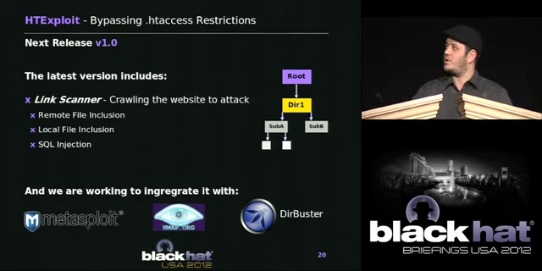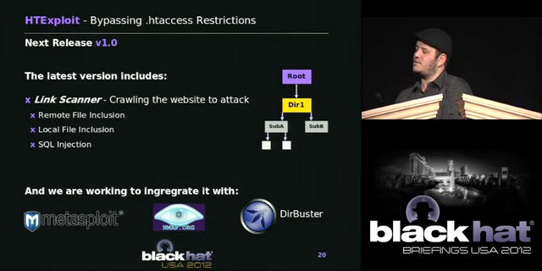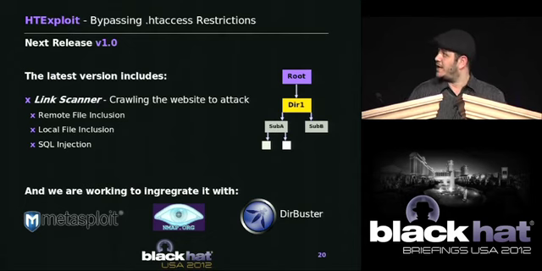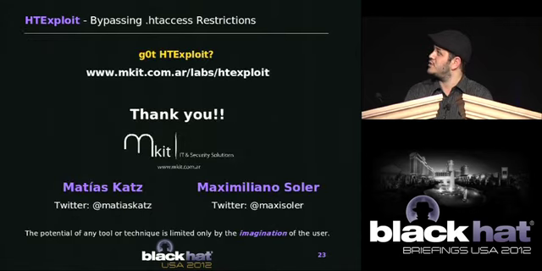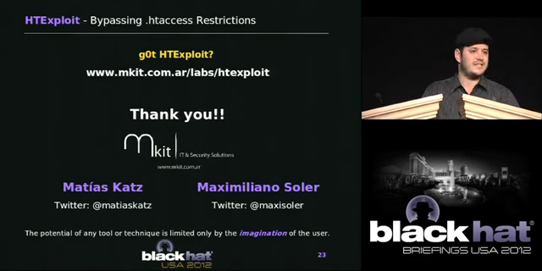But we already have developed these modules and they're working, but the code is still a little bit dirty and patchy, so we won't publish it for the next month. But you can now download the version 0.7 beta from this URL, mkit.com.ar/labs/HTExploit. You can download it right now. It's published before our talk.